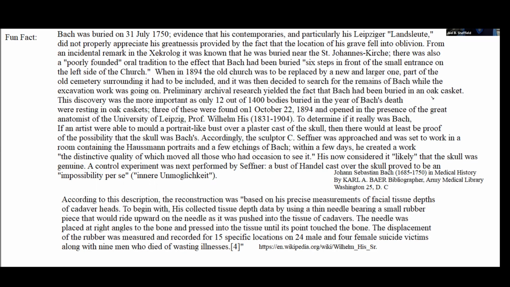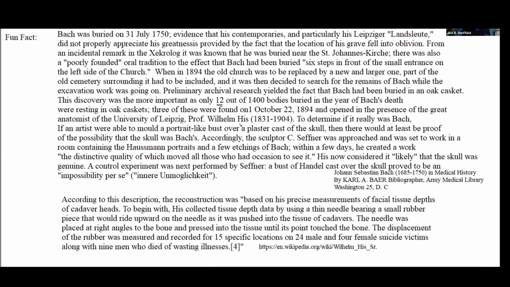This is a sort of a scary piece of data, right? That there were only 12 out of 1,400 bodies that were found that were buried that year, if I'm reading that correctly, okay? And they found a couple of them, and one of them they opened up, I love this, in the presence of the great anatomist from Leipzig, Professor His.